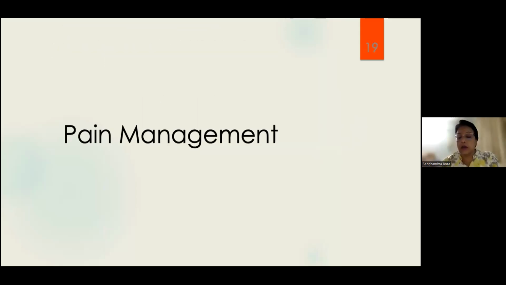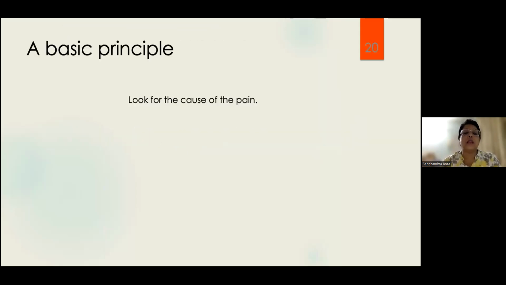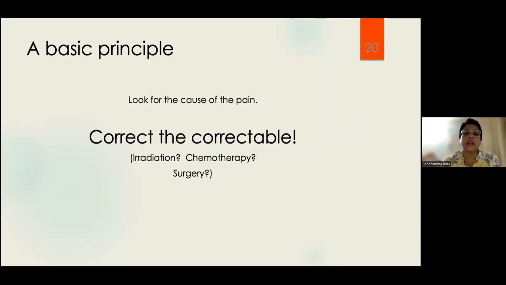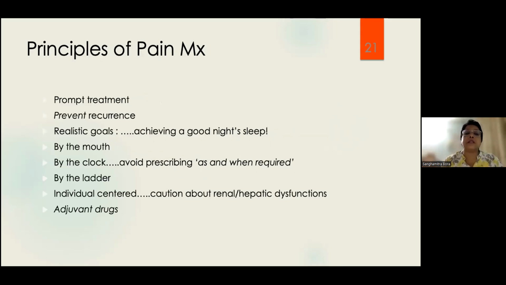So managing pain would be looking for the cause of the pain, and that is the basic principle that we need to understand. We have to correct the correctable, and when we talk about correcting the correctable, we need to understand: is the pain because of irradiation? Is the pain because of chemotherapy? Is the pain because of surgery? Or is the pain because of any other cause that can be corrected, that can be taken away, so that the pain is treated? So basically the principles of pain management are prompt treatment, and the main idea is to prevent the recurrence.